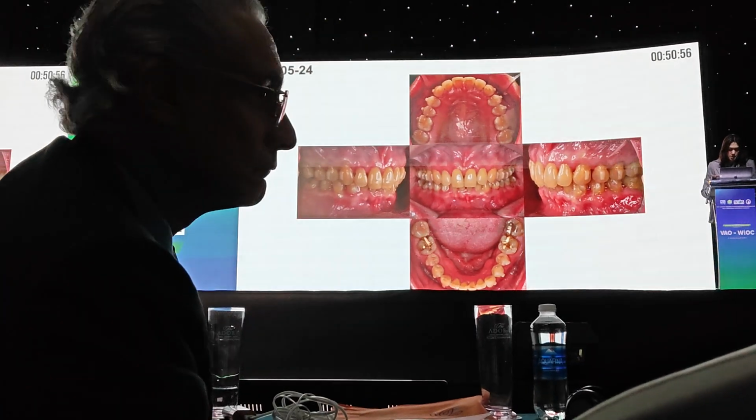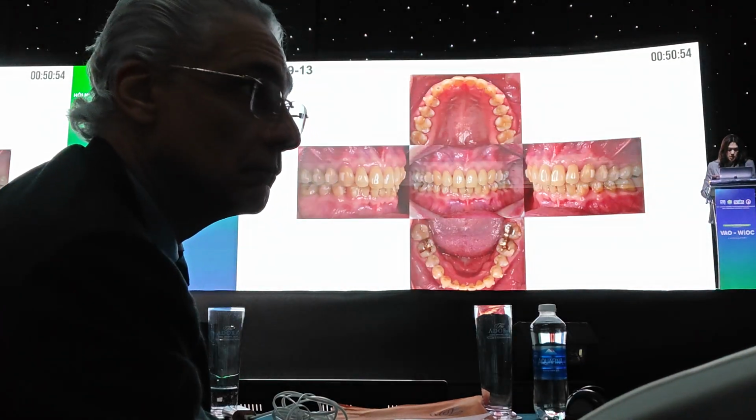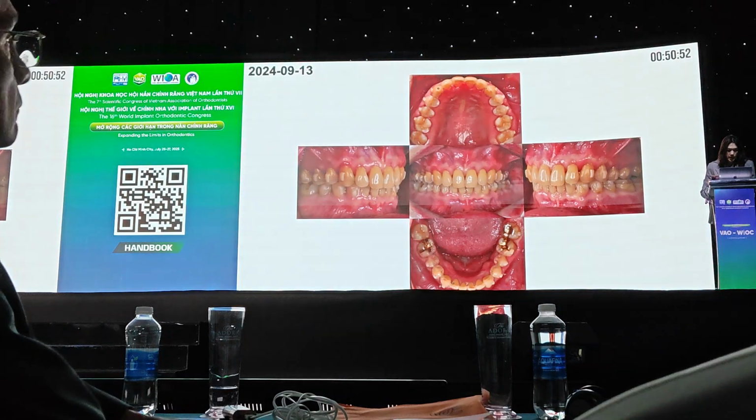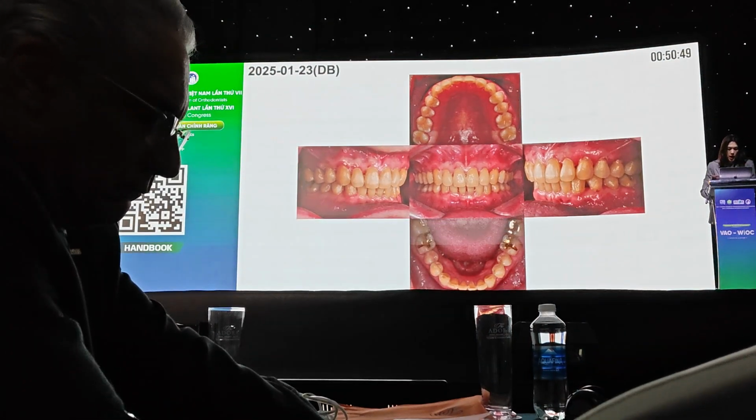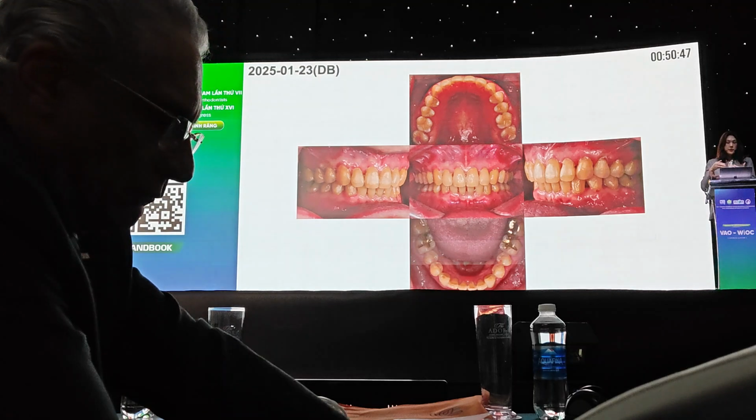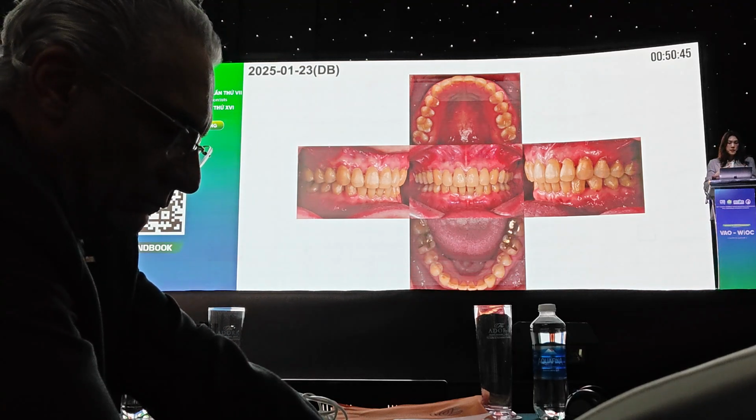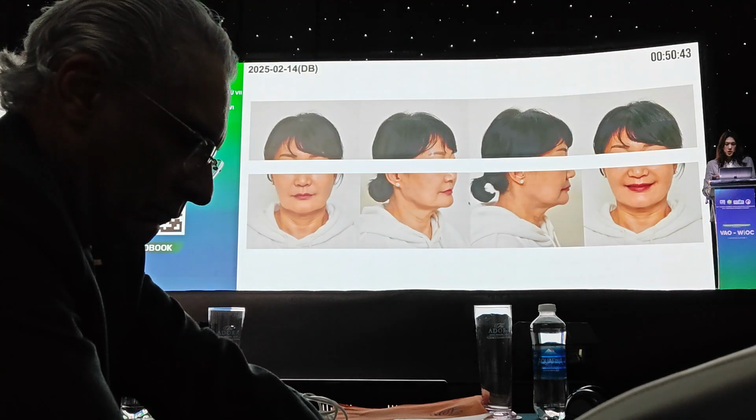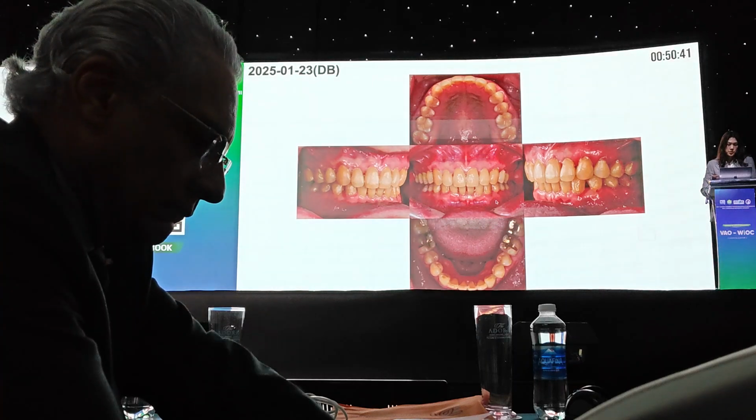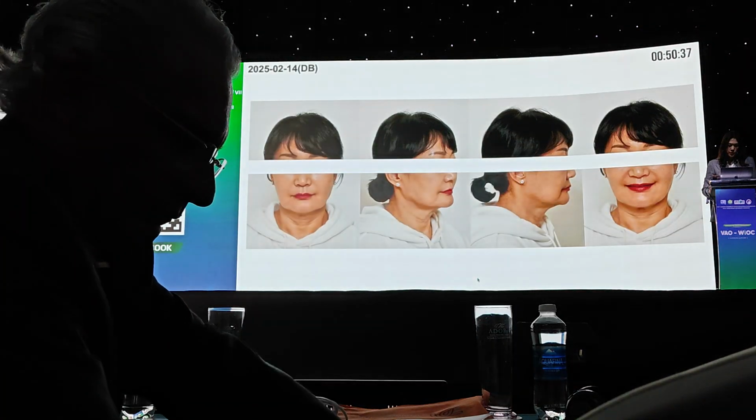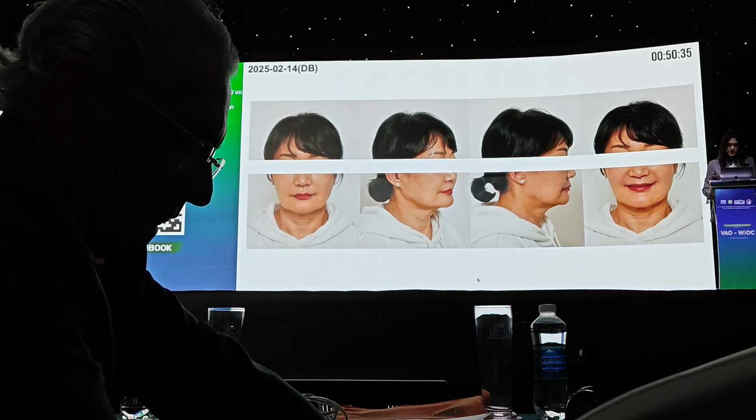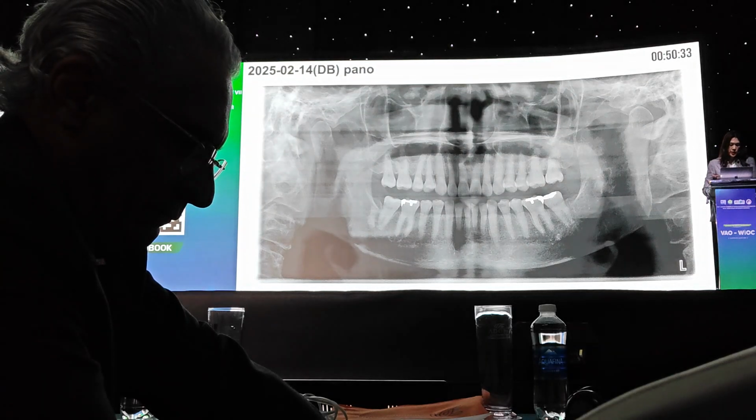So the patient is wearing the aligners, and I'm also distalizing, and this is the final. Yeah, you see that I planned for almost an open bite, but this is the result. This is the result. This is the facial photo after treatment.